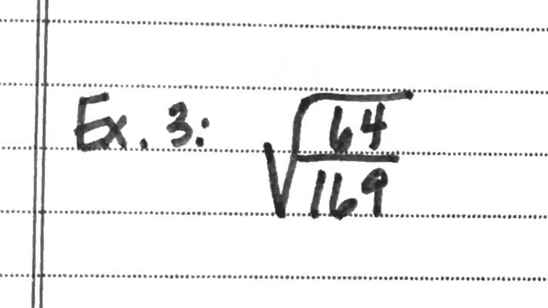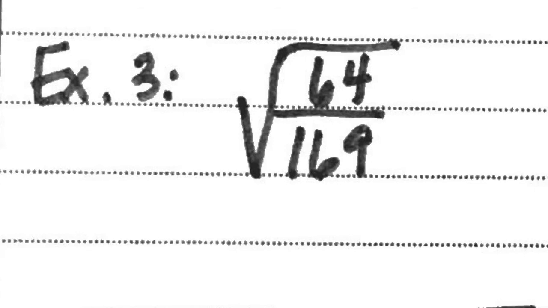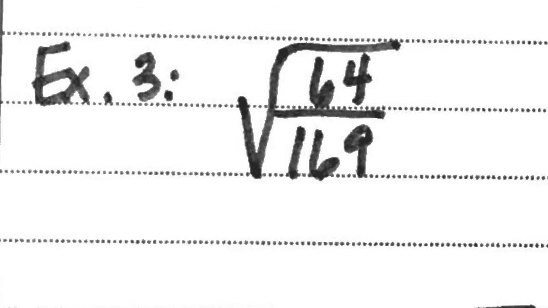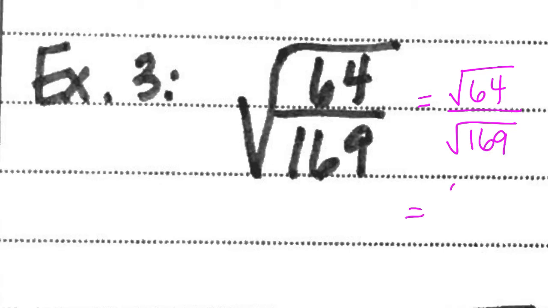Which brings us to example 3. Your math teacher made you memorize the square root of 64. So I can know that this is the square root of 64. She also made you memorize the square root of 169. The square root of 64, we know, is 8. The square root of 169 is 13. So the answer is 8 over 13.